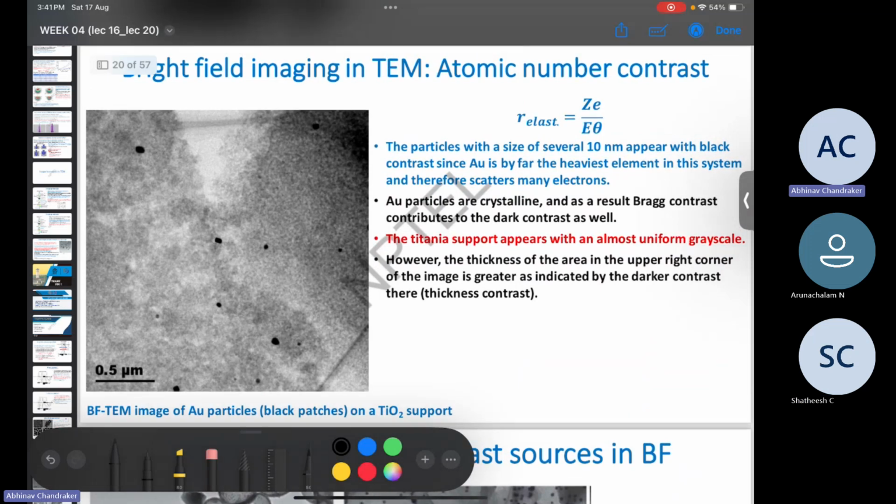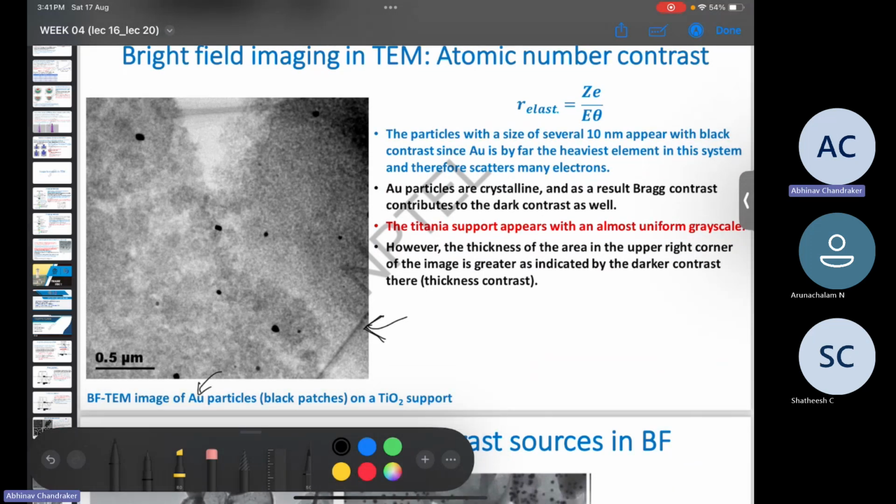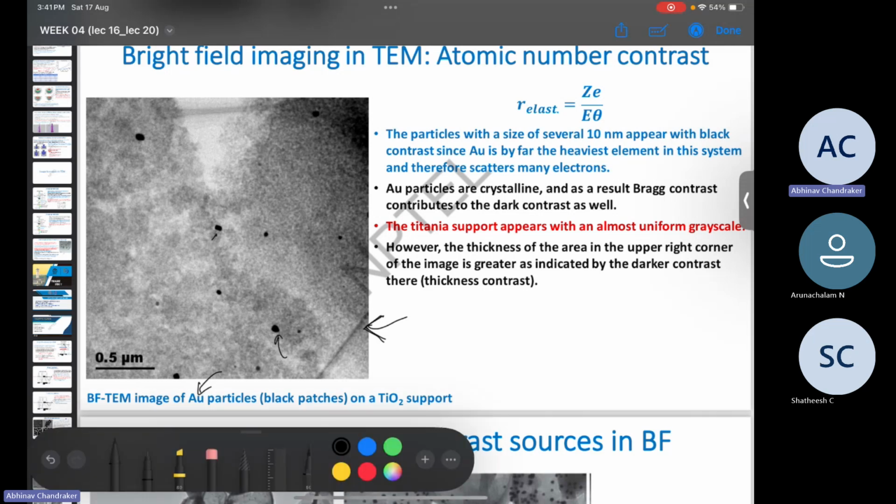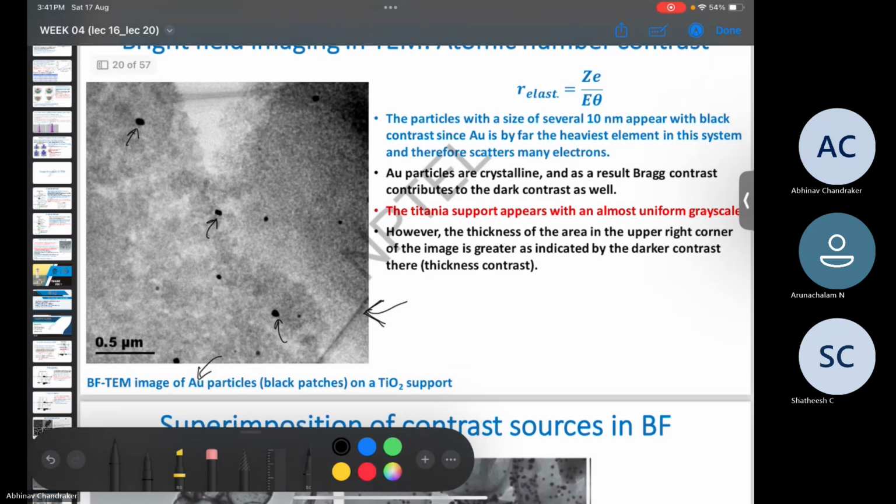And this is just another TEM image. The heavier atom, gold, can be seen as these black patches, while the lighter particles of TiO2 can be seen as a brighter contrast in the background.